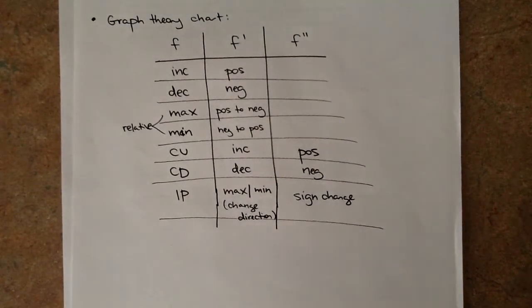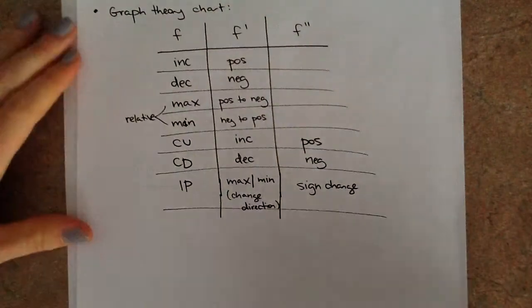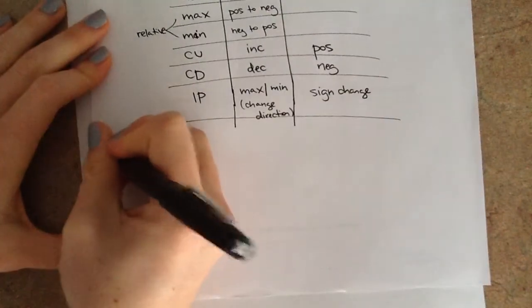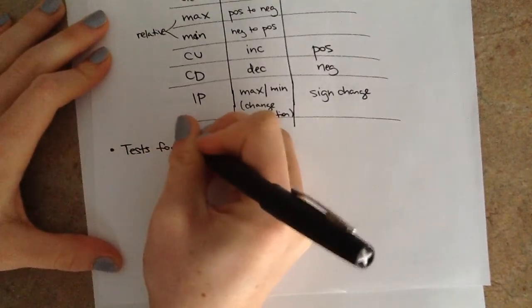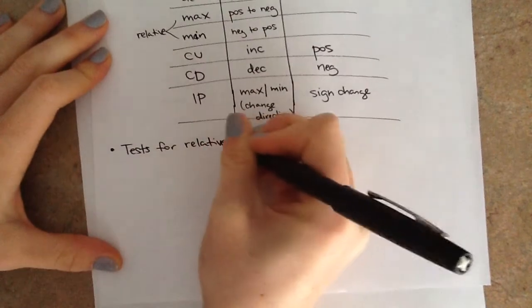That covers a bunch of the bullet points. There are a couple things left. I want to cover the two tests for relative extrema, the first derivative test and the second derivative test for relative extrema. So let's go there next. So we've got two tests for relative extrema.